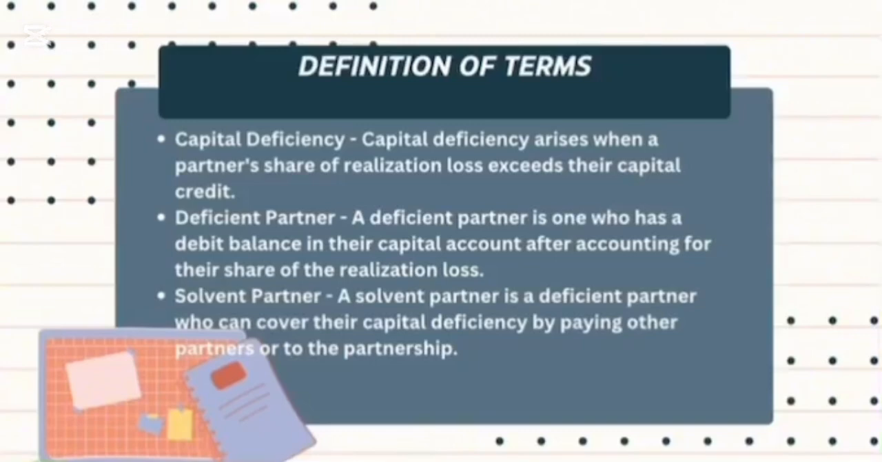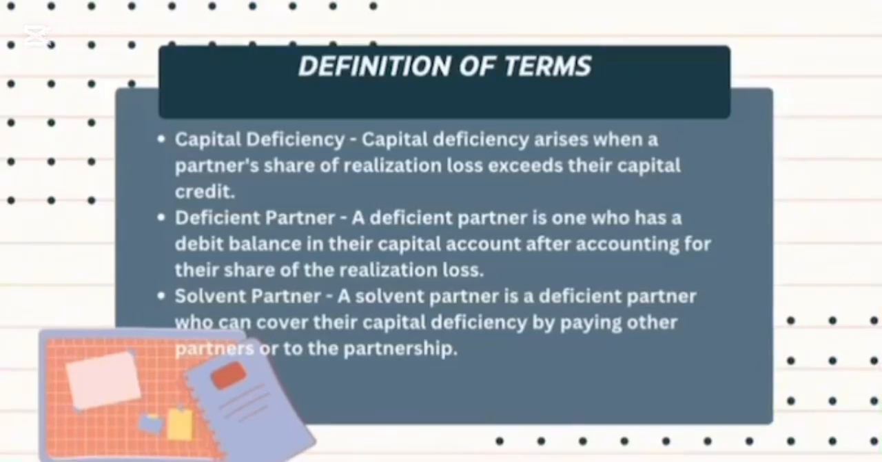Deficient partner. A deficient partner is one who has a debit balance in their capital account after accounting for their share of the realization loss. This indicates that their capital credit could not absorb their portion of the realization loss. Example, if Mr. Cuyano Jr. has a capital deficiency, he is a deficient partner.